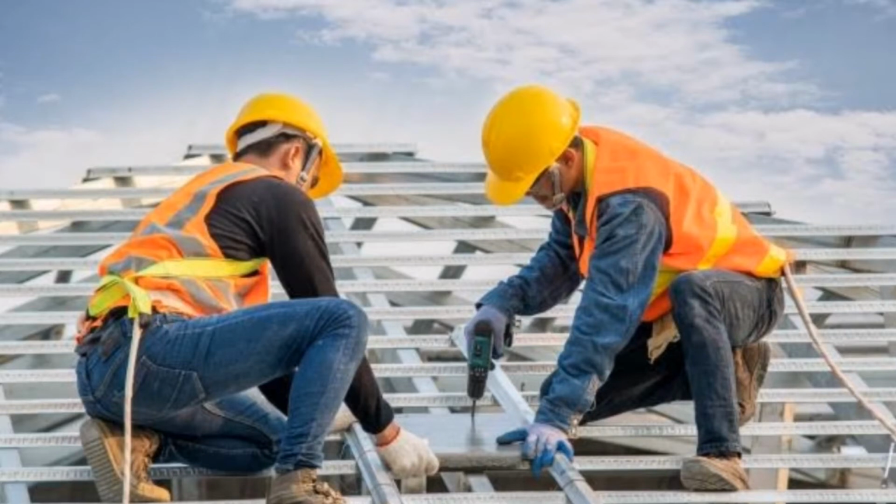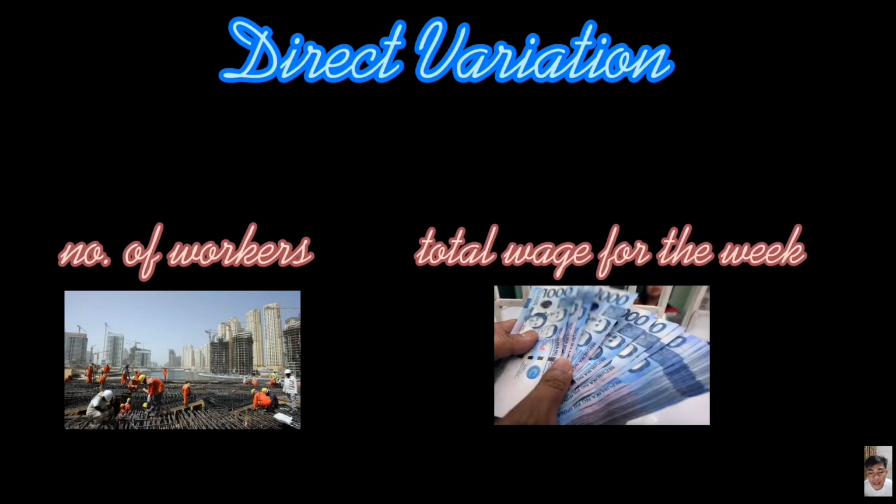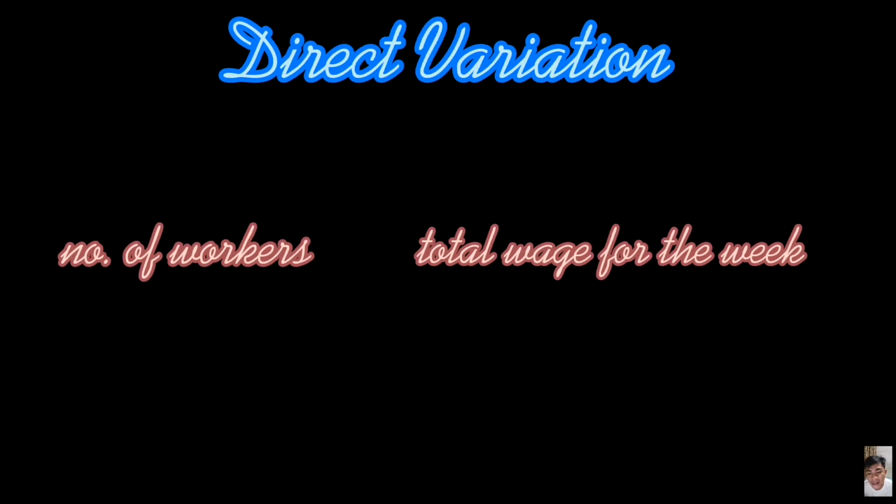Now let us once again consider a construction industry. Presuming that you are hiring workers to construct a building. The relationship between the number of workers and their total wage for the week is a direct variation, since the more workers you hire, the more you will pay for their wage for the week. Hence, the fewer the workers, the less total wage you will pay for the week. Now, which do you think are the variables that are inversely proportional in this situation?